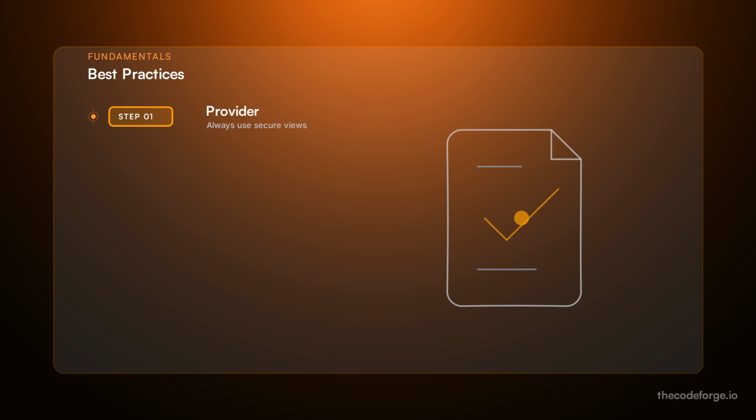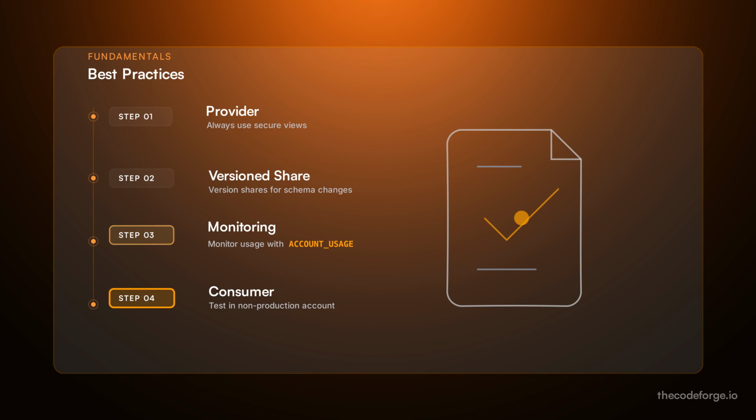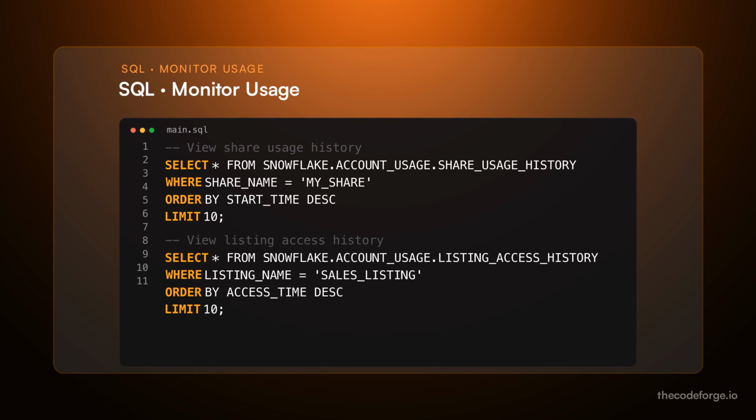In production, as the provider, use secure views, version shares, and monitor usage with account usage. Test changes in a non-production account. Limit privileges to custom roles rather than ACCOUNTADMIN, and set up monitoring for the consumer. Use account usage views to track who's accessing your shares and listings. This helps you monitor adoption and troubleshoot issues.